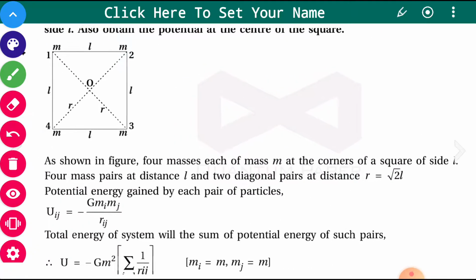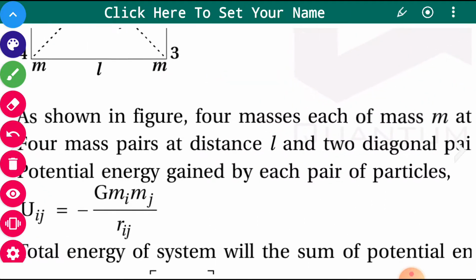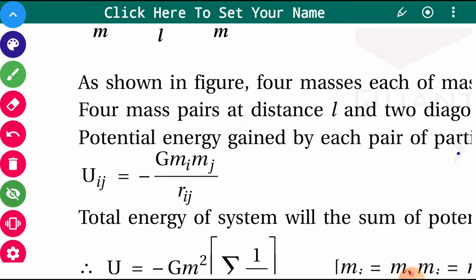Now for potential energy, first of all, the general formula you must know is U is equal to minus G m1 m2 upon the distance between these two particles. In general it is written as Uij, where i is the first particle and j is the second particle, so minus G mi mj upon Rij, where Rij is the distance between these two particles.